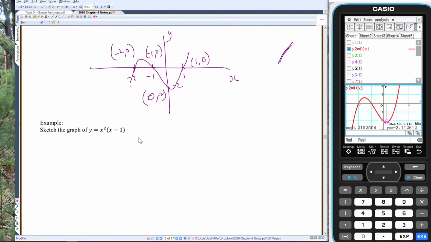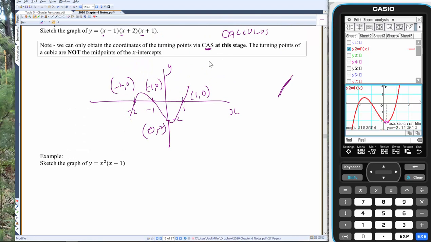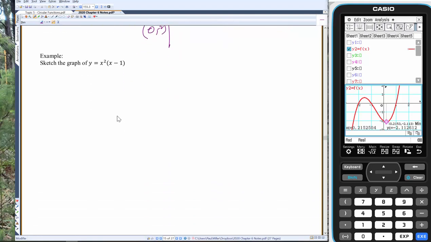And we don't need to worry about labeling those turning points either. So at this stage, it's just x-intercepts and y-intercepts. They're the only things we're really interested in.